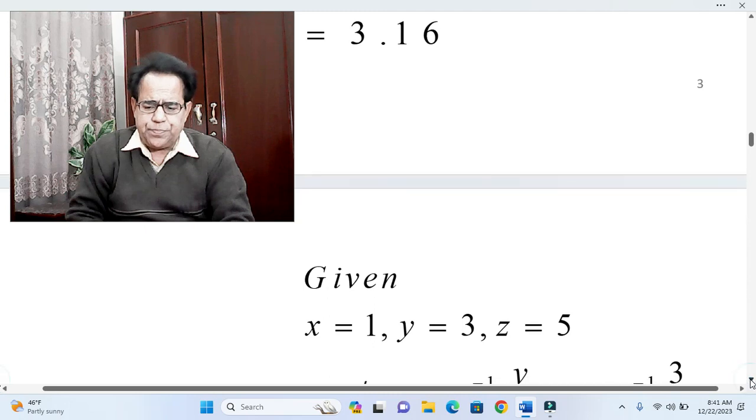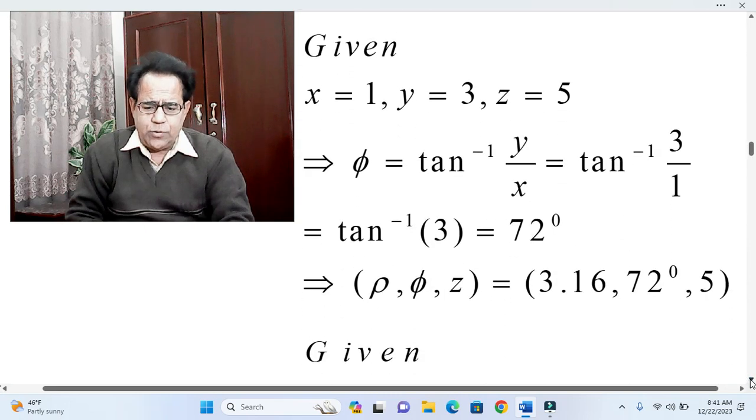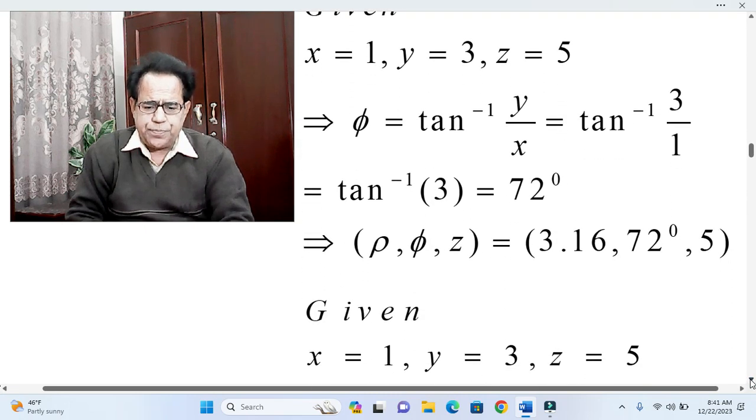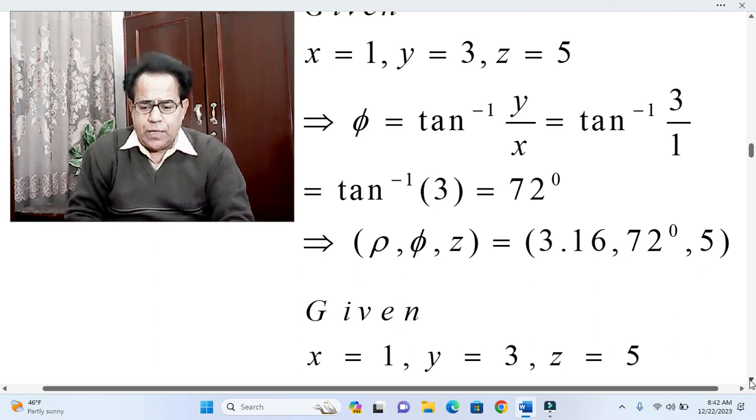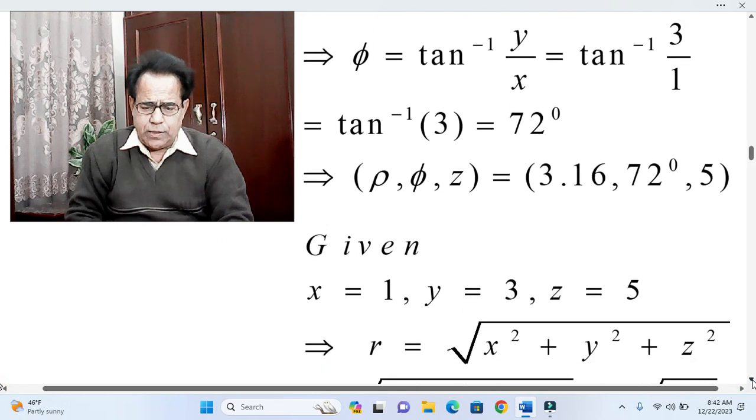Okay, I think it is okay. 72 degree. Now dear students, in the previous part we had found rho, in this part we have found phi, and the third coordinate is already the same, so rho, phi, z becomes equal to 3.16, 72 degree and 5. Okay, now we are going towards the spherical coordinates.